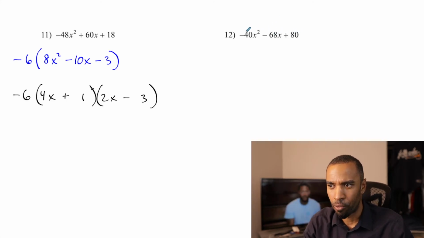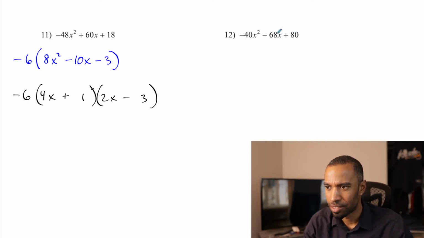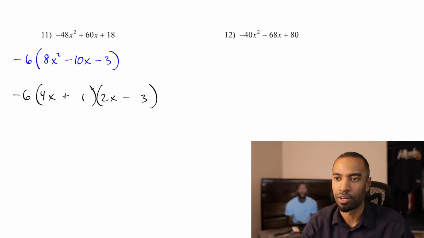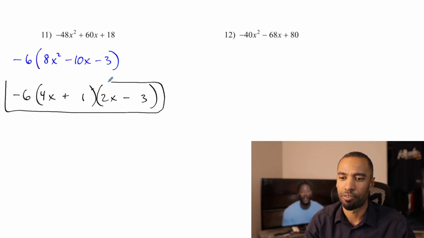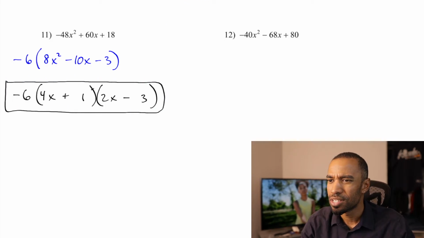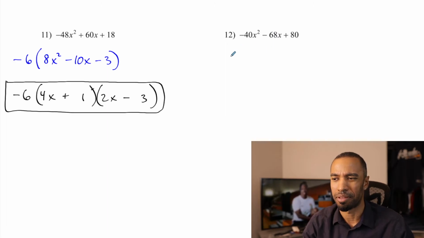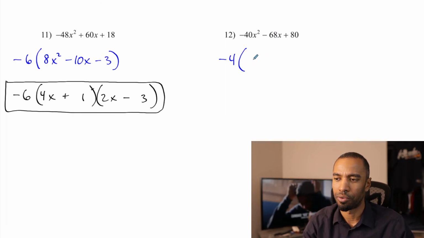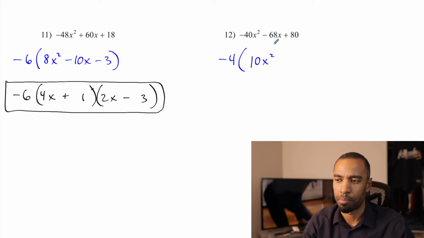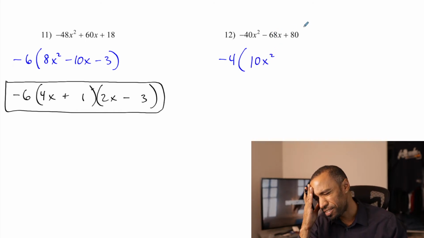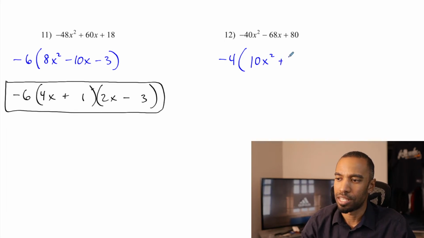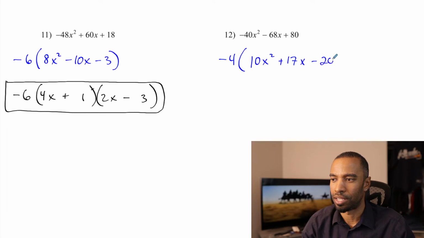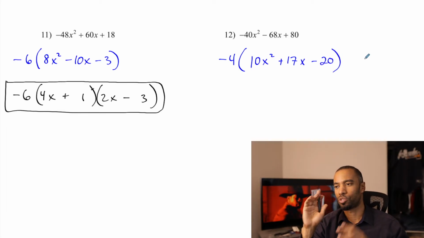68, I think, can divide by 4. Can these divide by 8? 68 can't divide by 8. So let's try 4 first, or a negative 4. Let's box this. Let's try a negative 4 first and see if anything can come from there. I don't know 68 with many other numbers larger than negative 4, so let's assume it's a negative 4 for now. So I got a 10x squared, also a composite value. Then 17x, yeah, 17 there. And then minus 20. Okay, so 10x squared, 17x, minus 20.